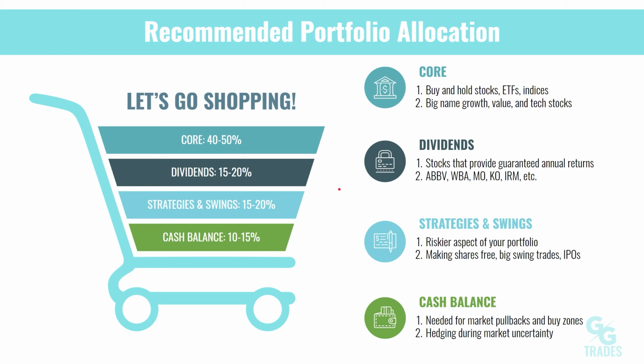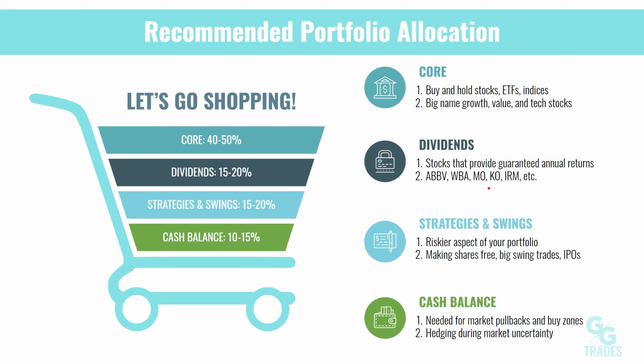So my general investment strategy is 40 to 50% is going to be put into what I call the core. These are your buy and hold stocks, your ETFs, your major market indices, as well as your big name growth, value, and tech stocks. The second category, which is the dividends, I generally have about 15 to 20% of my portfolio in dividends. These are the ones that provide you a guaranteed annual return. My favorite ones are AbbVie, Walgreens, Altria, Coca-Cola, Iron Mountain. Those are just a couple of my favorite ones. There's a ton of them out there, but these are the ones that I currently hold.